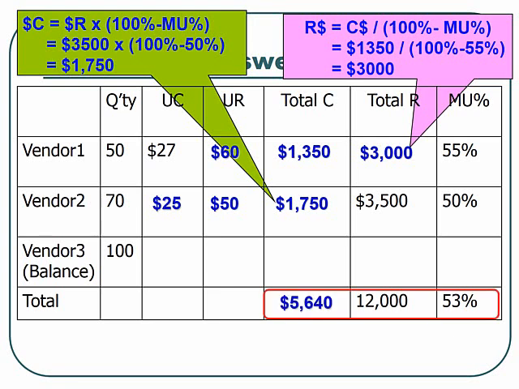Just like what we did earlier, cost equals retail times 100% minus markup percent, right? So the total cost for the total merchandise will be equal to $12,000 times 100% minus 53%, and that will be $5,640 of total cost. Okay. Now that we know the total cost and total retail, can we figure out the rest of the sales?